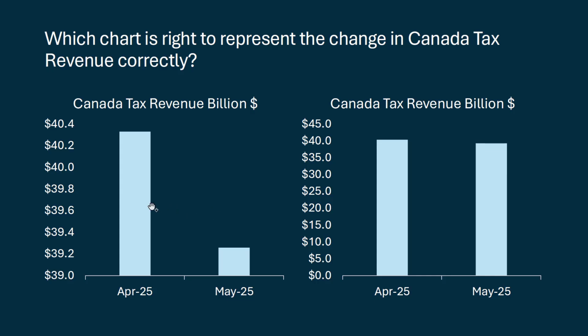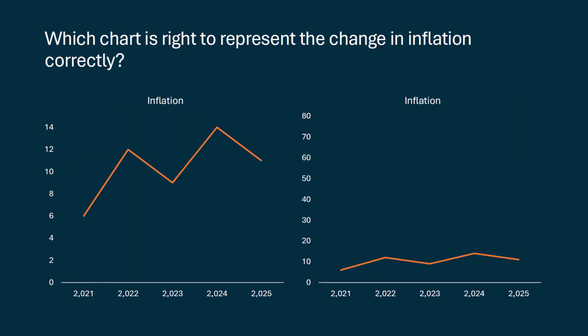Here we see the inflation has fluctuated between somewhere around 6 and maybe 13 or 14, and we can see that in 2021, 22, 23, 24, 25, in the last 5 years, it has moved in a certain order. But if we increase the scale to a very large value, we won't be able to see those true fluctuations.